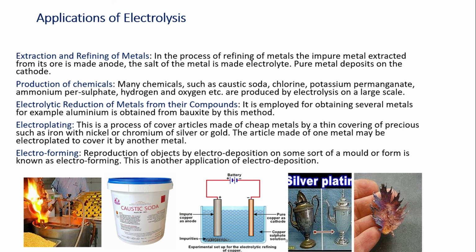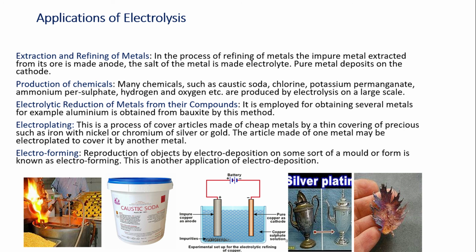Electroplating is the process to cover an article that is made up of cheap metal with a thin covering of precious metals such as iron is covered with nickel or chromium, or of silver or gold. The article made of one metal may be electroplated to cover it by another metal. So it's used in gold plating, silver plating industry.